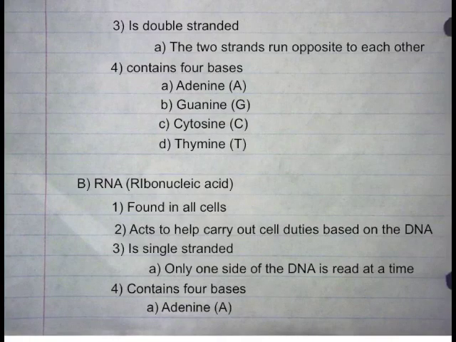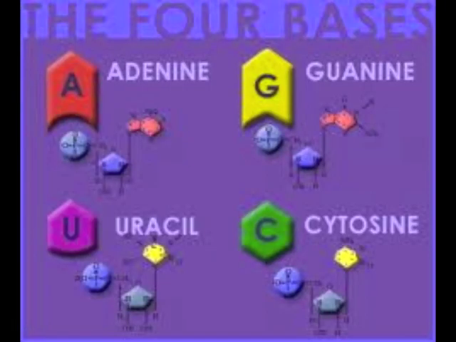It contains four bases: adenine, which we represent again with an A, guanine, which we represent with a G, cytosine, which we represent with a C, and uracil, which represents a U. These are pictorial representations of the four base pairs of RNA. Notice there's no thymine, instead, a uracil is there.